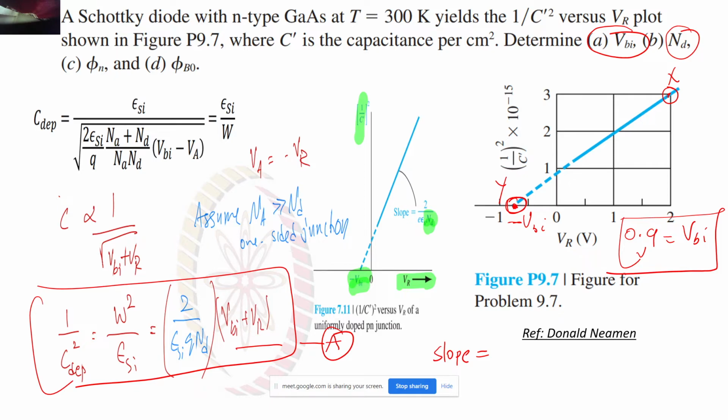Correct? So if you look at the slope, the value of Y over here is 3 into 10 to the power minus 15, minus the value of Y at point number Y, which is 0. And here the value of X is 2 and the value of VBI is minus 0.9. So the value of slope will come out to be around 1.03 into 10 to the power 50.